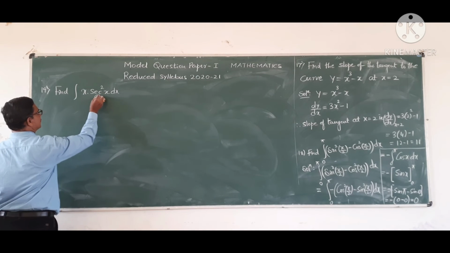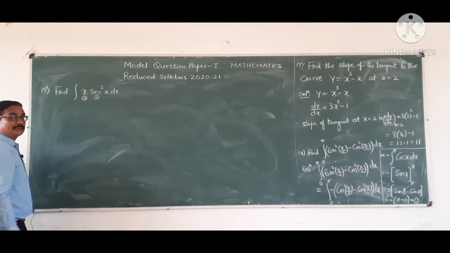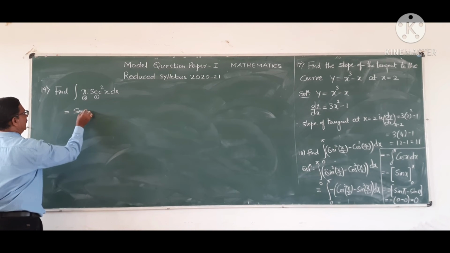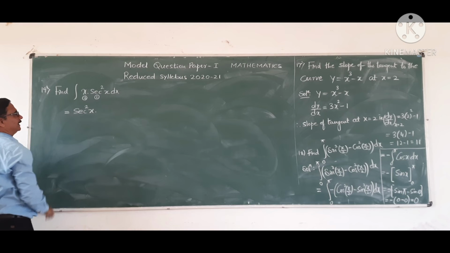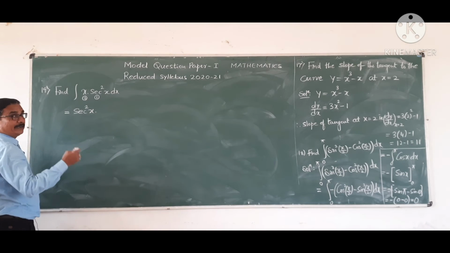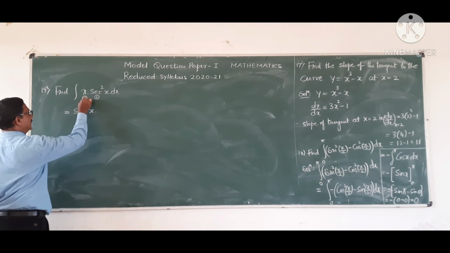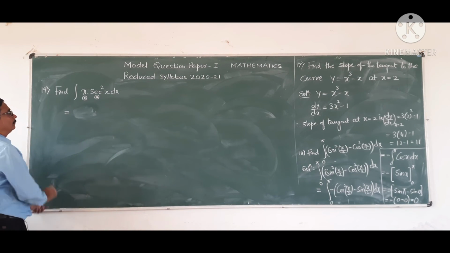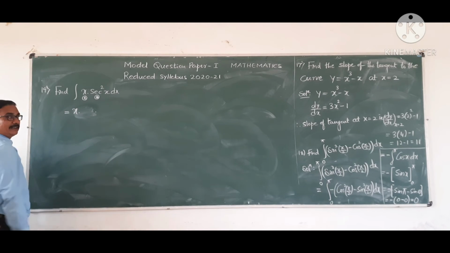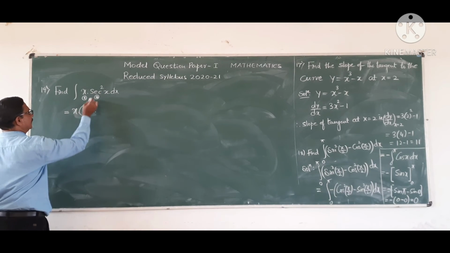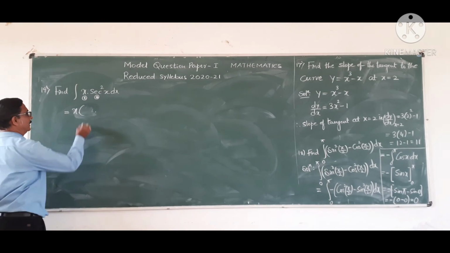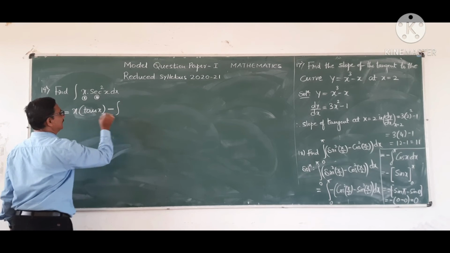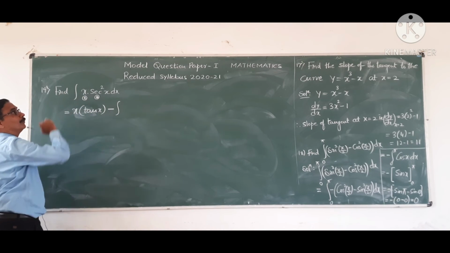First function is trigonometric, second function is algebraic. Okay. Now the formula says first function as it is. What is that? Secant square x. LIATE. Sorry, the first function is algebraic, the second function is trigonometric. Now apply integration by parts. First function as it is, x, times the integral of the second function. What is the integral of sec square x? You know. What is that? Tan x. Right? Minus the integral of the derivative of the first function.